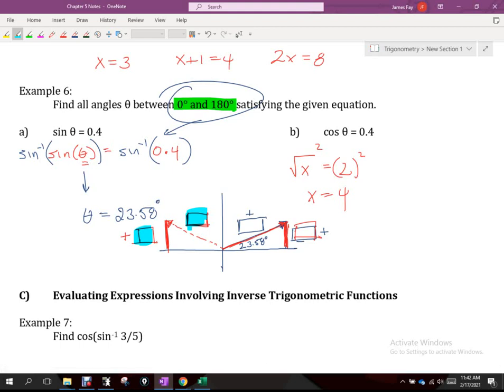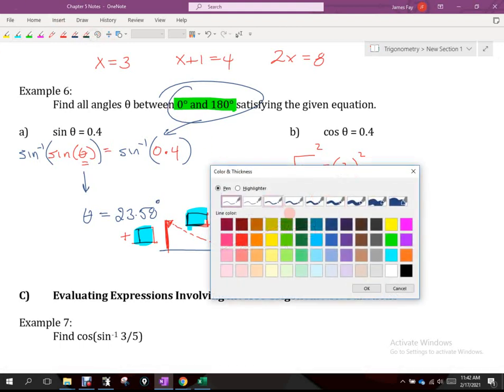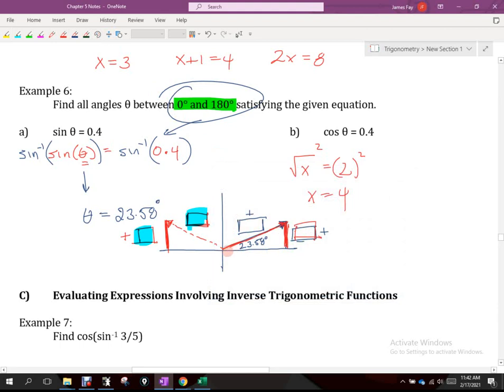Our calculator does not give that angle, though. But that angle is from standard position. So if that's my initial ray, and that's my terminating ray, the other angle that I'm looking at would be that one there. Is that okay with everybody? How do I find that angle?